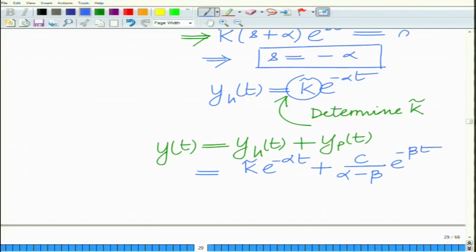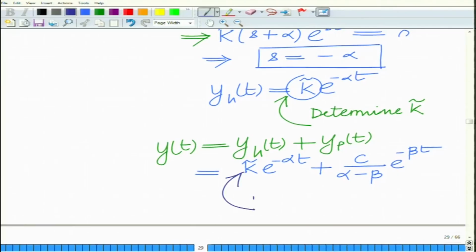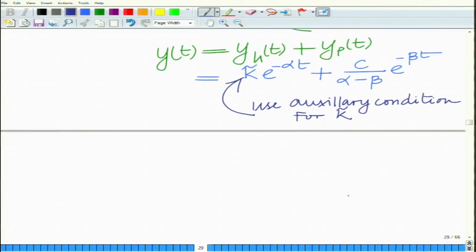Now, how do we determine the value of this unknown constant k tilde? For that, remember, we use the auxiliary condition. There is a single unknown k tilde. We have a single auxiliary condition, that is the value of the output signal at time t equal to 0. So, I use the auxiliary condition to determine k tilde.